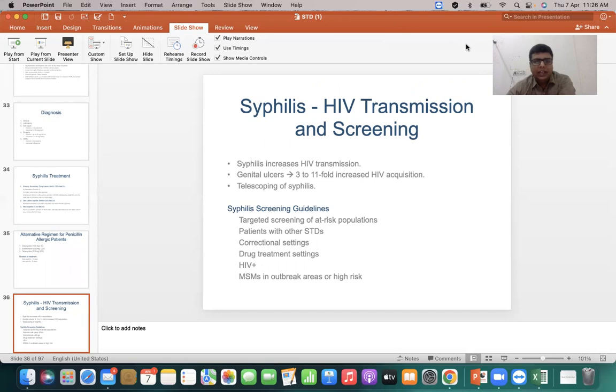So what are the screening guidelines for syphilis? We have to do screening tests in targeted populations: patients with other STDs, correctional settings, drug treatment settings, HIV settings, and men who have sex with men in outbreak areas.